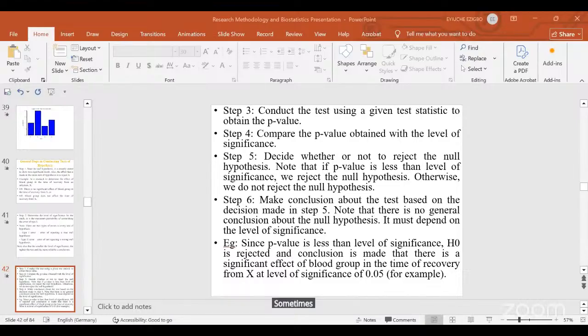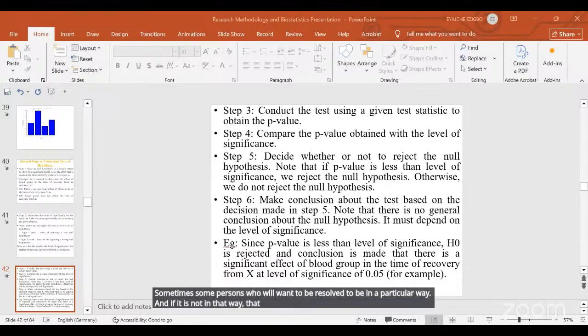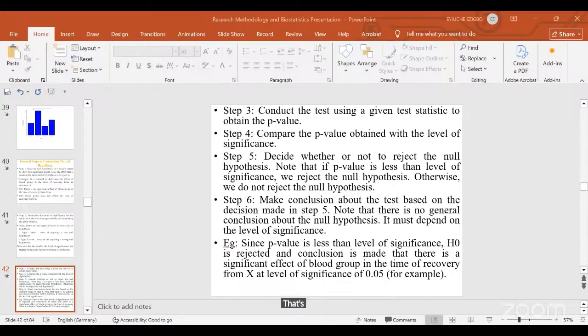Sometimes some persons will want the result to be in a particular way, and if it is not in that way, that person is really crying that I have not done anything, and because this will not be accepted, I don't know what to do. And that is what leads some people into fraud. They will tell you, is there nothing that can be done so that this result will be like this? It is fraud. You don't change the results because you want the result to be in a particular way. Rather, you report what you have seen and then discuss it with your supervisor.